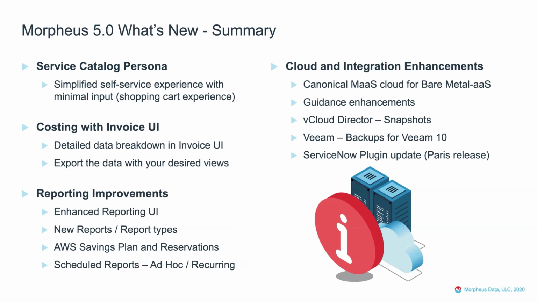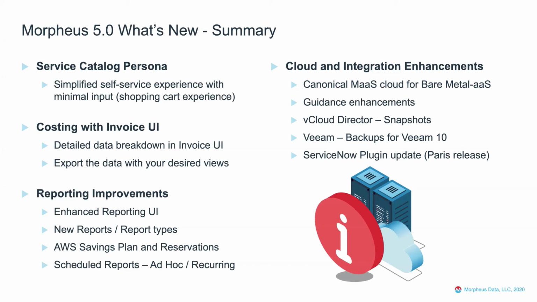Okay, 5.0, here's a summary. A new service catalog persona. A lot of organizations said, hey, we love your self-service catalog. We love the flexibility it gives us in being able to select all these different things. But hey, can you also provide us an experience where we make it really simple and provide minimal input? And that's what we're doing. You're going to actually get to see that live. You'll see that in the slides. You'll see that live also with David.